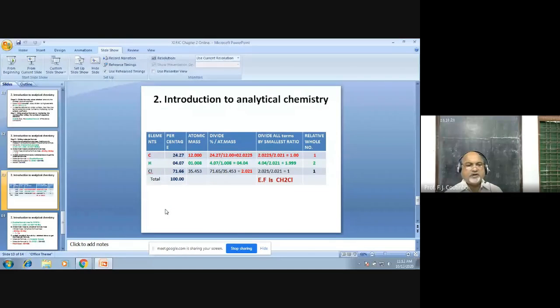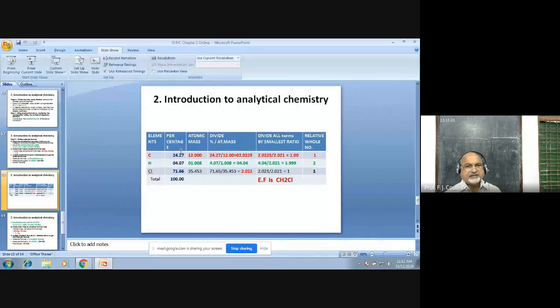Okay. Now, what is given in the problem are the elements. There are three elements: carbon, hydrogen, and chlorine. Of carbon, you know the percentage. The percentage of carbon in the given compound is 24.27. So the second column is percentage. Then the hydrogen percentage is 4.07. And of chlorine, it is 71.66%. So this is the percentage.